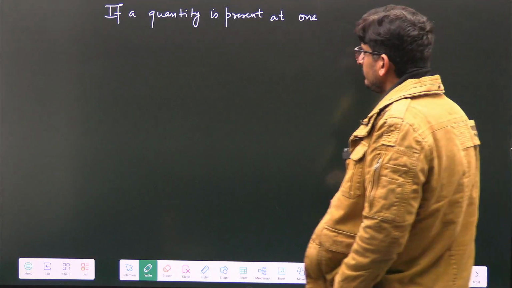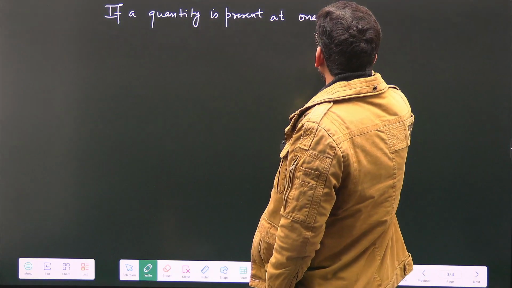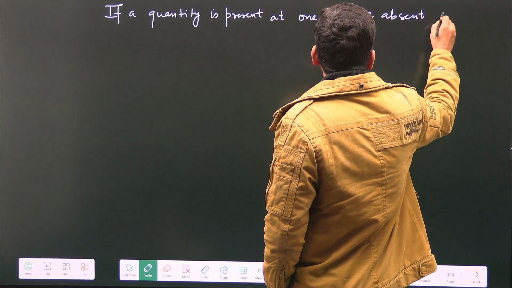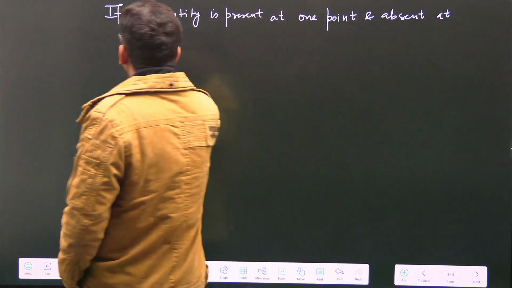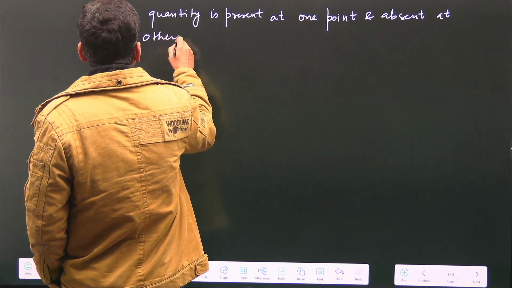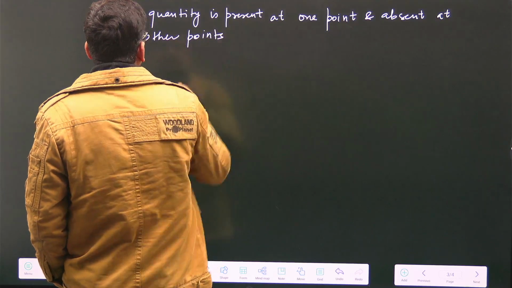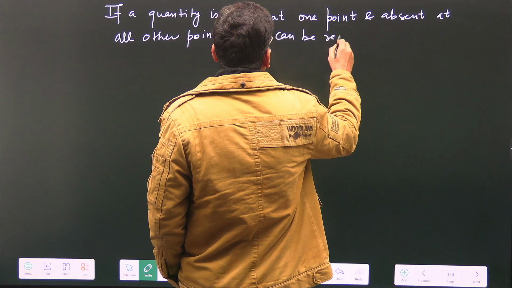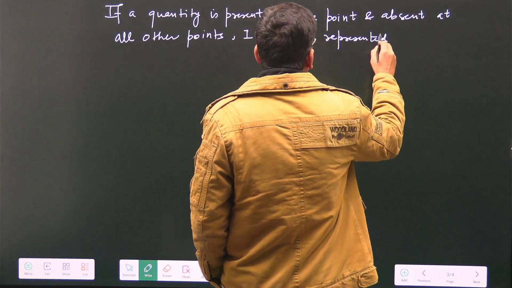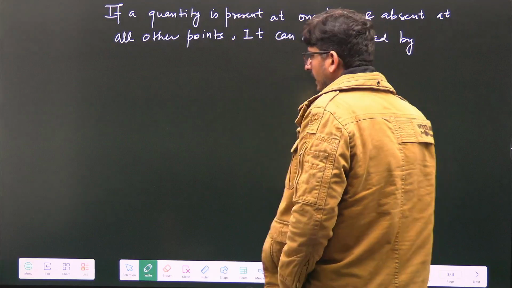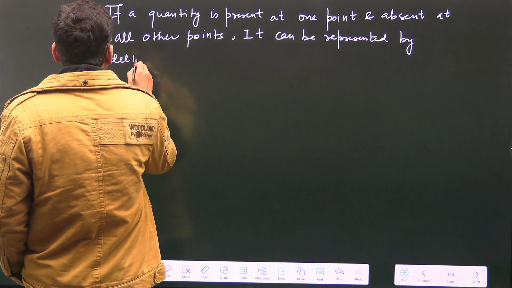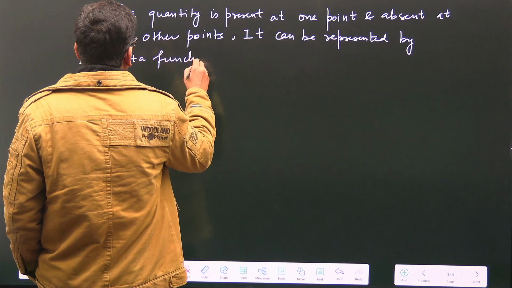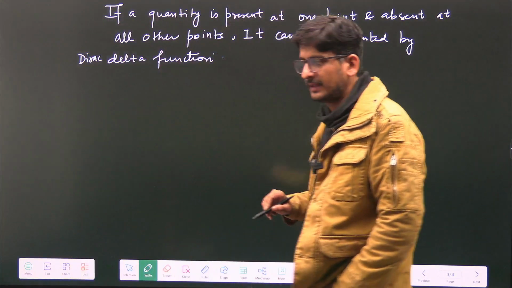Okay. So if a quantity is present at one point and absent at all other points, it can be represented by delta function, by Dirac delta function. ठीक है ना, ये बात क्लियर है.